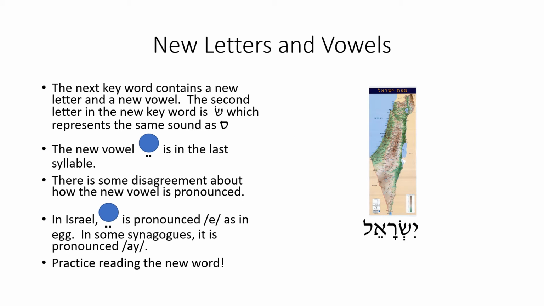The next key word contains a new letter and a new vowel. The second letter in this word is a sin, which makes the same sound as the samech. They both make that hissing sound.